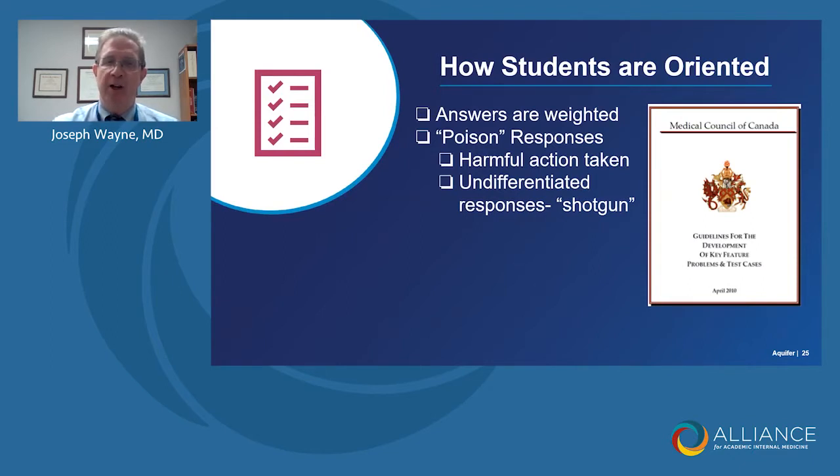I tell them that there is sometimes an occasional poison answer. What that means is that you picked something that could be harmful for the patient, or perhaps you've done too much testing and overshot what the instructions had given you. And those are some reasons to get a 0 on a particular question, in addition to not picking any of the right answers to begin with.